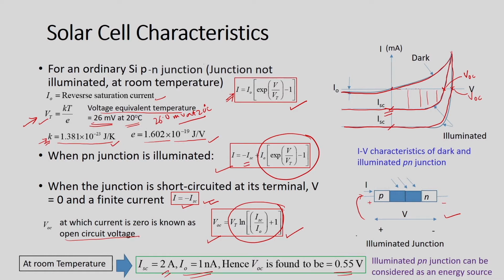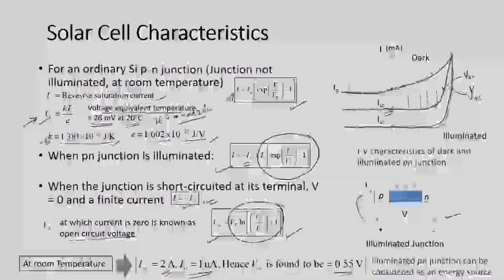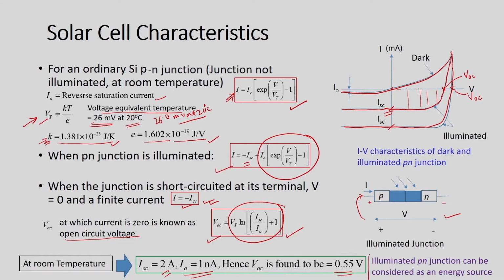What we have understood from here is that when a light source is provided to a PN junction, it can be considered as an energy source. So now we can understand that we can generate energy out of this junction.